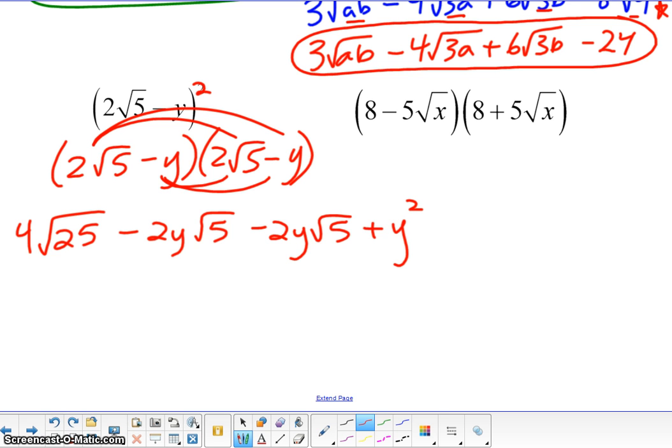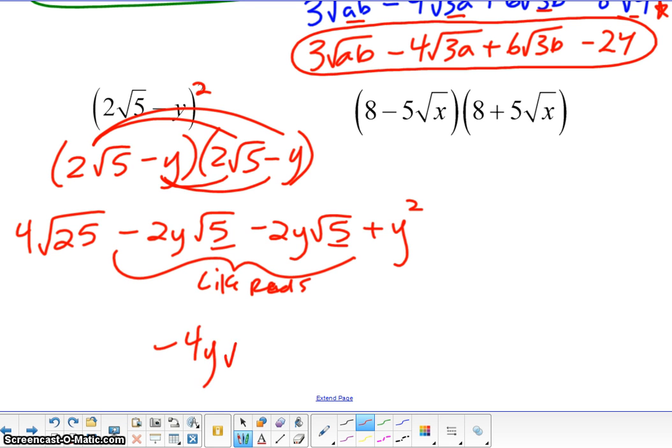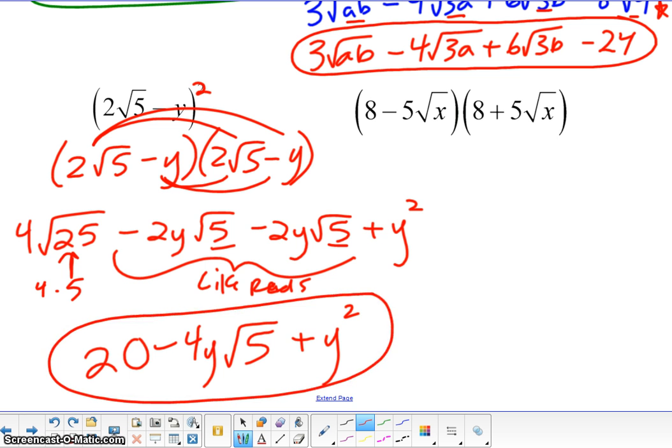Okay, then again, look to see what we can simplify. Same. So those are like radicals. We can put those together like rads. So that's negative 4y square root of 5 plus y squared cannot be simplified, but we do know that this is a perfect square. So 4 times 5 is 20. And that is where we're going to stop because nothing else simplifies. Always check and look to see if something else is going to simplify.